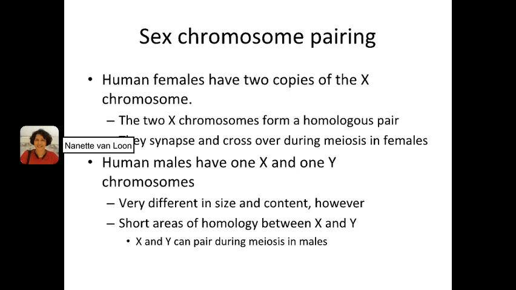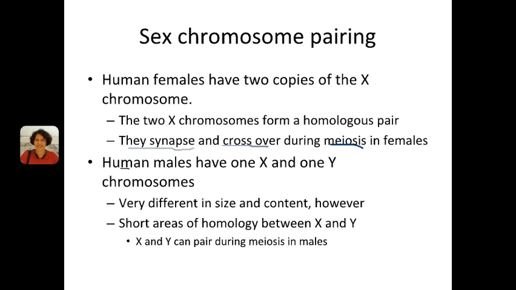Human beings have 23 pairs of chromosomes: 22 pairs of autosomes and 1 pair of sex chromosomes. In human females, the 23rd pair, the sex chromosome pair, consists of 2 copies of the X chromosome, and those 2 copies of X are homologous. They form a homologous pair, and so they can synapse, come together, lie next to each other, and cross over during meiosis because they're basically 2 copies of the same chromosome.